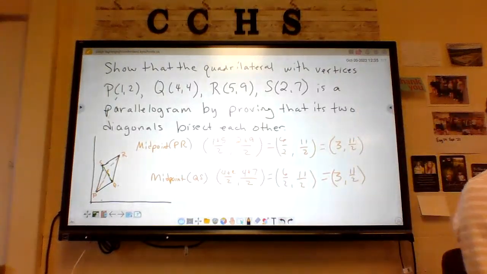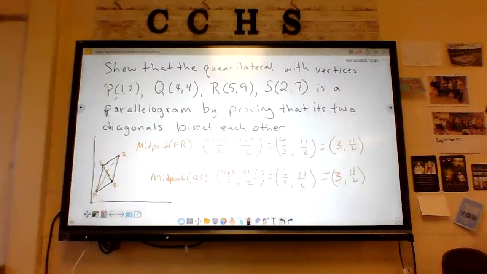Are they the same? They are the same. So since they're the same, the diagonals bisect each other. And therefore, because of a theorem in geometry, that means that that is a parallelogram. Okay.